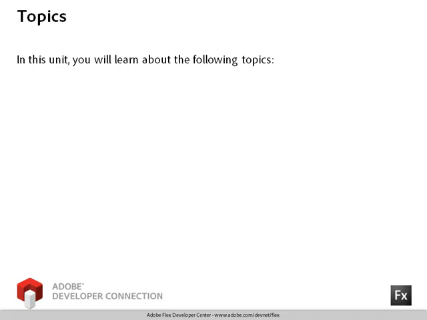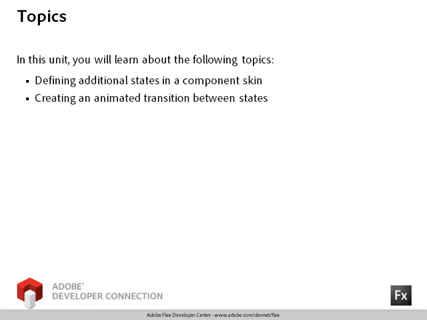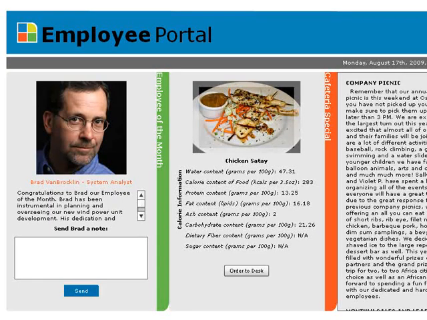So far, you have only created skins with two component states. In this video, you learn how to define additional states in the component skin. You will also implement animated transitions between three states. This is the completed Employee Portal application for this video.